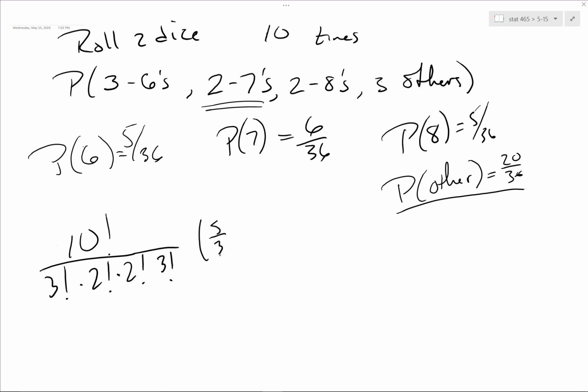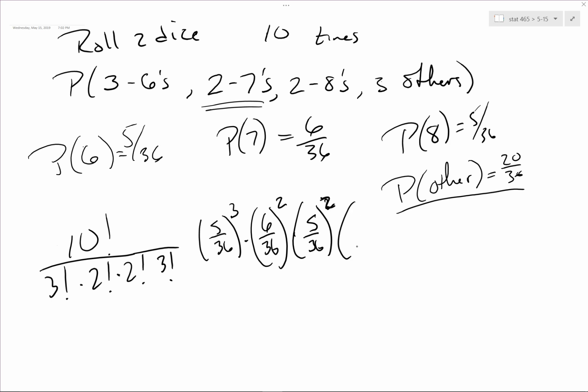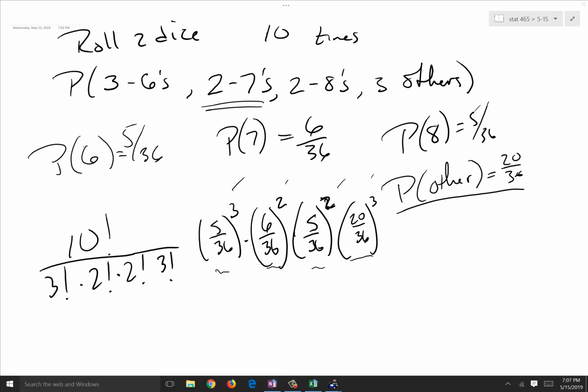So 5 out of 36 to the third power. 6 out of 36 to the second power. 5 out of 36 to the second power, sorry. And the rest of them, which is 20 out of 36, to the third power, yes? And I always like to double check myself. This plus this plus this plus this adds up to 1, yes? And the top guys, the exponents, better add to 10, right? That's all of them. That's your answer, whatever grossness that comes out to be. Okay? I'll bust it out and play along.